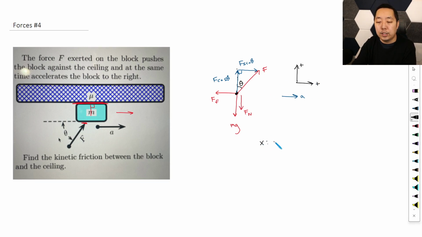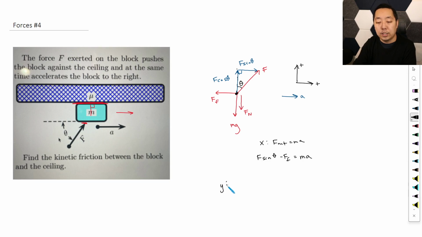Okay, so in the x direction, we're going to do F net equals ma. What are all the forces in the horizontal direction? Well, we have F sine theta pointing to the right, so it is positive. We have force of friction pointing to the left, so it is negative. And that equals the mass of the object times its acceleration.